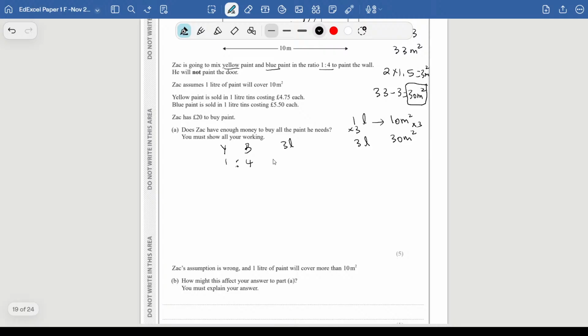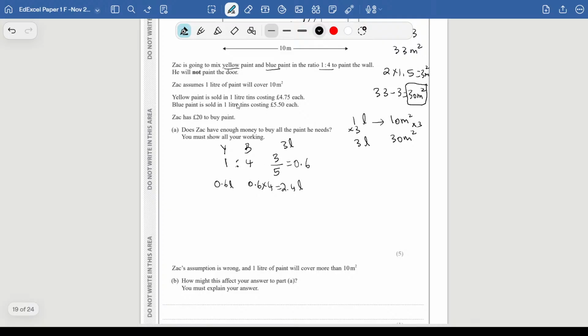So that means he needs to divide 3 by 4 plus 1, which is 5. That's 0.6. So he needs 0.6 liters of yellow paint and 0.6 times 4 for blue, because it's 4 parts of blue. So 4 times 6 is 24, so 2.4 liters of blue he requires.